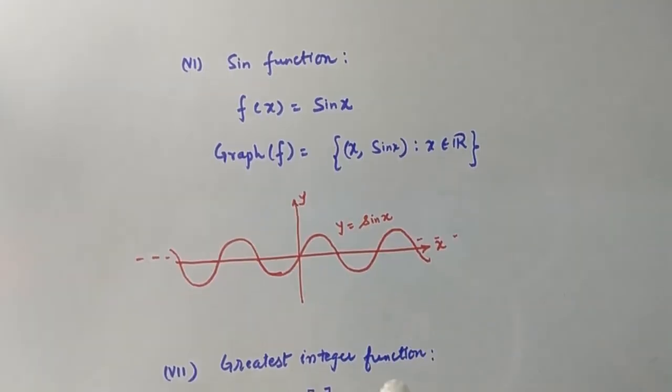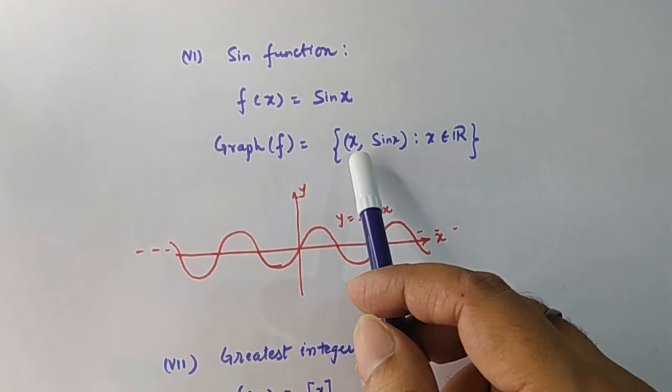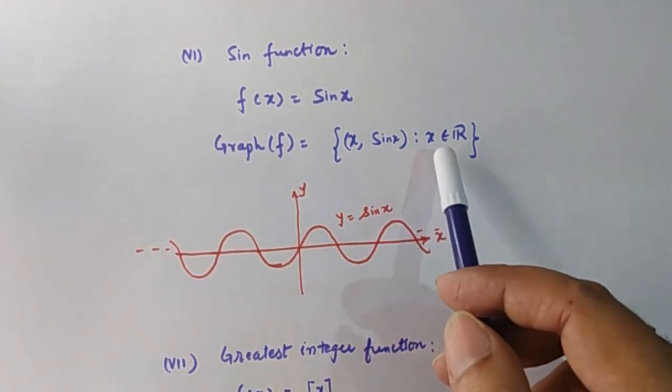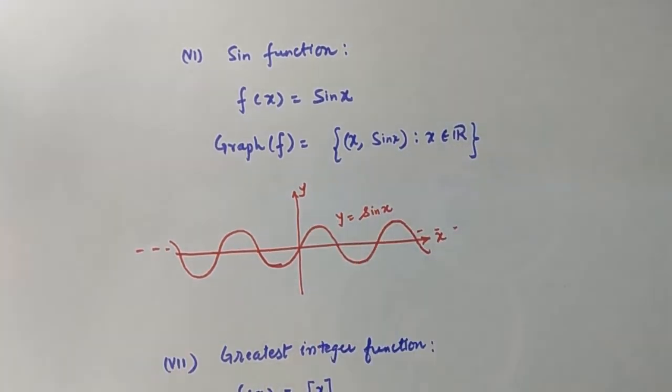The graph of the sine function is the collection of points of the form (x, sine x), where x belongs to R, and when plotted on the xy plane, the graph of sine x has this familiar form.